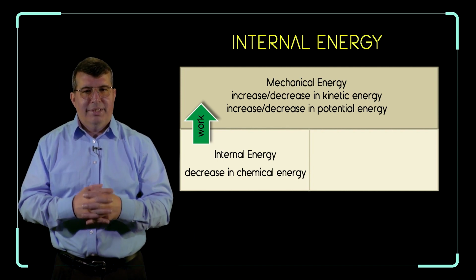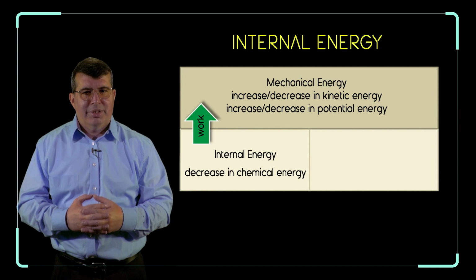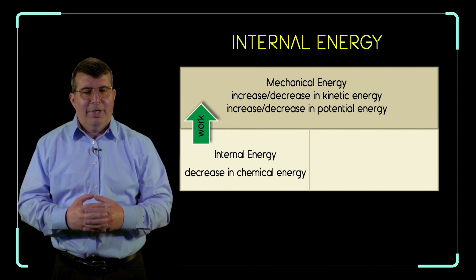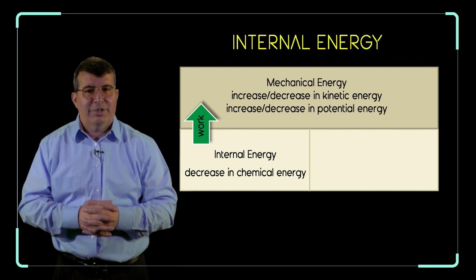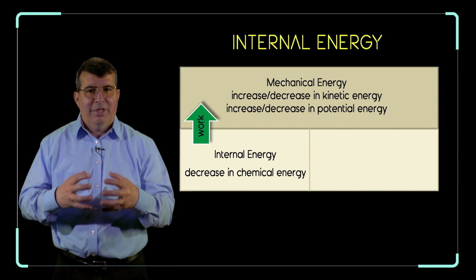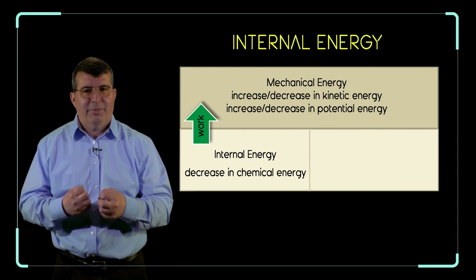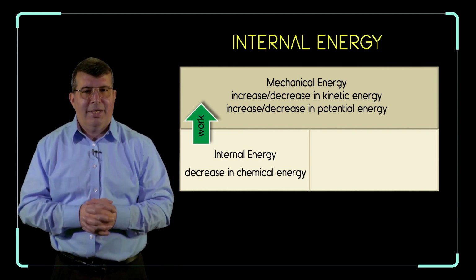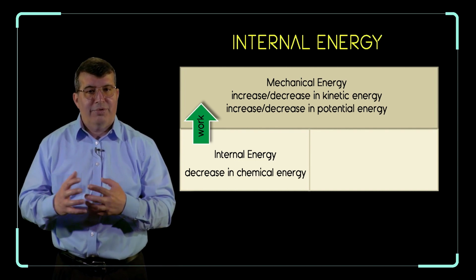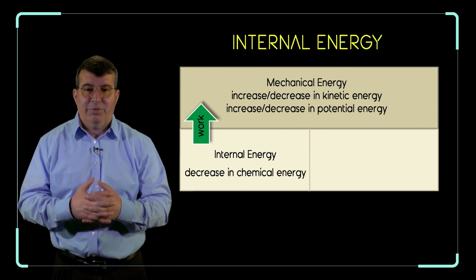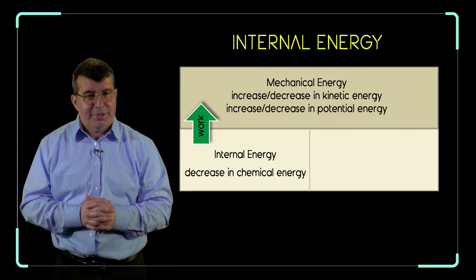So I can decrease chemical energy, and that decrease in chemical energy becomes transferred through the work into mechanical energy. So a single object can decrease its chemical energy and increase its mechanical energy. Might be kinetic energy, as when I was pushing off on the skateboard. Might be potential energy if I were climbing up some stairs.